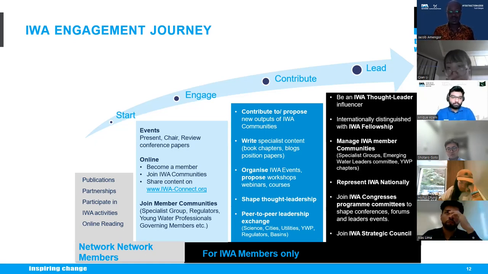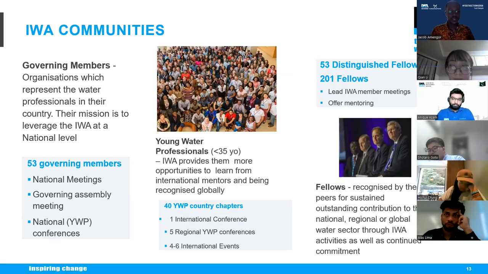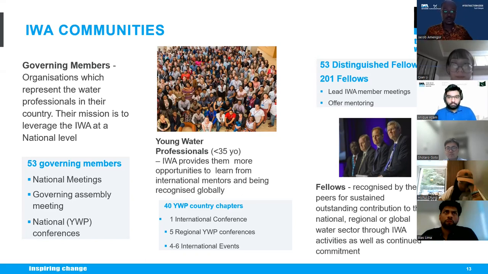So the network members can start with the start and engagement stages, while the members are able to go on to contribute and lead. Next slide. So currently the IWA has other communities, and this includes the governing members, which are the organizations which represent the water professionals in the country, and their mission is to leverage IWA at the national level. So there are about 53 governing members, and they have the national meetings, they partake in the governing assembly meeting, and they also overlook the national YWP conferences.